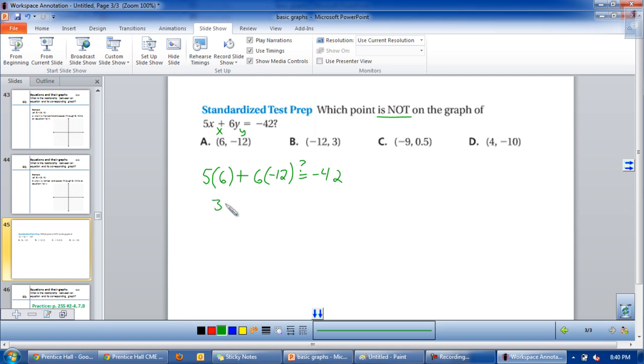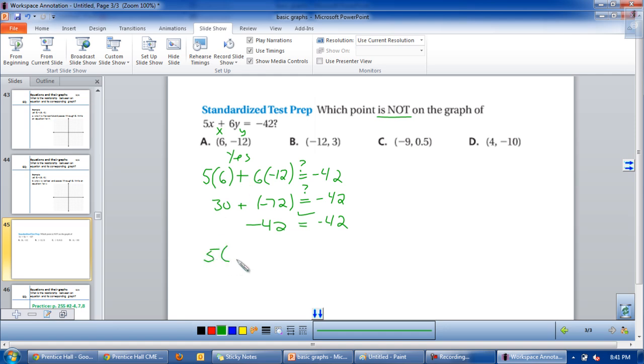So we have 30 plus negative 72. We want to see if it's equal to negative 42. And what do we have? 30 plus negative 72 is equal to negative 42. And negative 42 equals negative 42. Yes, so this equation checks out. Okay, so this is yes. Let's do B.